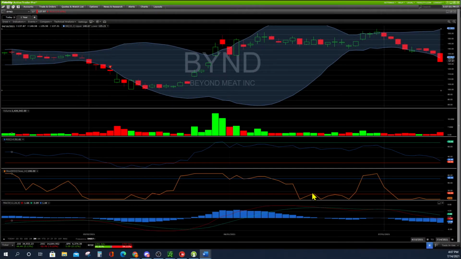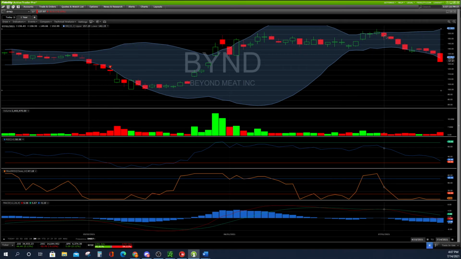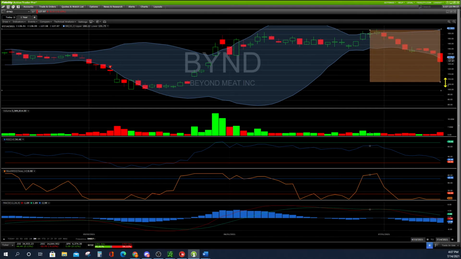BYND 130 to 160, and it's trading at 131 right now. Its short-term trading range is right here. That's the short-term trading range on that ticker right now. So that's an idea for us.